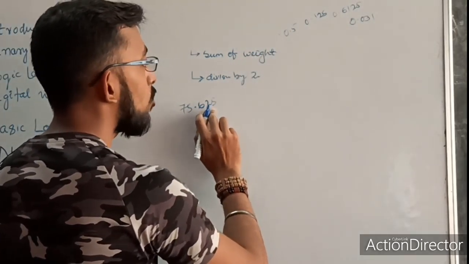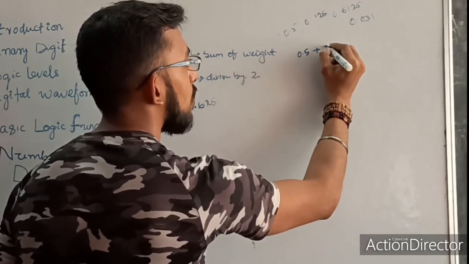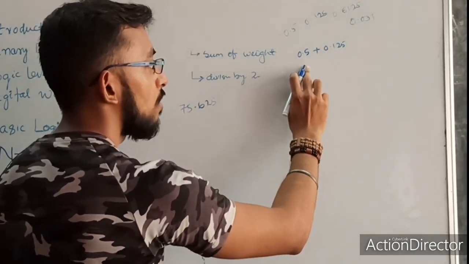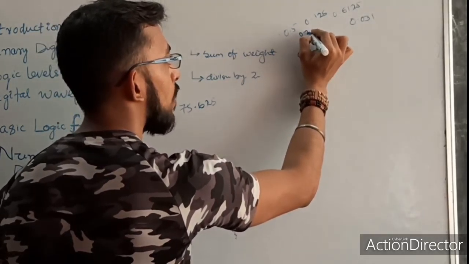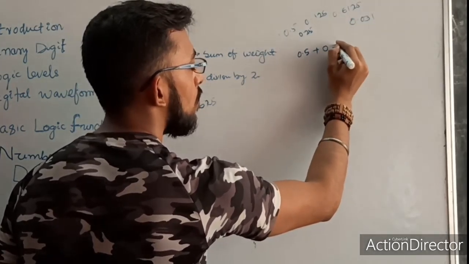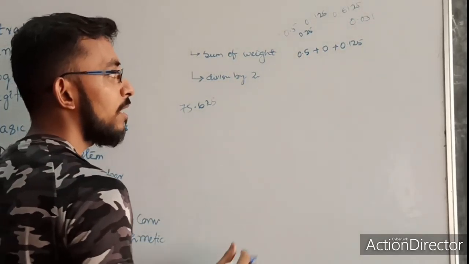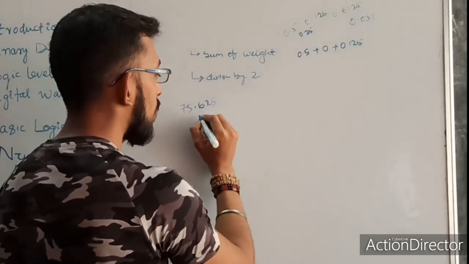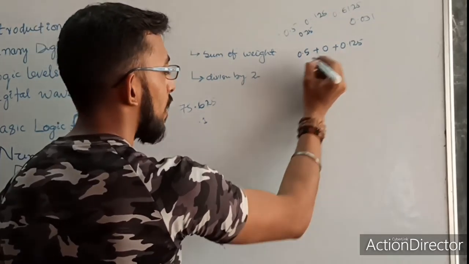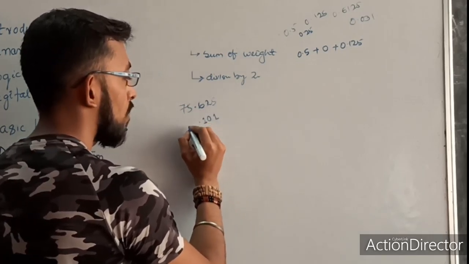So 0.625 can be written as 0.5 plus 0.125. If you add these two, you get 0.625. Now how to write this value in binary? The first weight 0.5 is there, so it is 1. The next weight 0.25 is not there, so it is 0. Then the third weight 0.125 is there, so it is 1. So it is nothing but 0.101.